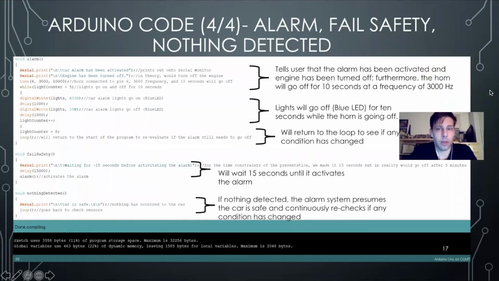Here we have the function for the alarm. The serial monitor is going to tell the user that the alarm has been activated and the engine has been turned off. Furthermore, the horn will go off for 10 seconds at a frequency of 3000 hertz. As the alarm is going off, the blue LED lights will also be going off as well. Once the alarm is finished, it's going to return to the loop to see if any condition has changed. The fail safety function we have up here will wait for 15 seconds until actually activating the alarm. If everything is okay, then the nothing detected function will be called and the system will continuously recheck if anything changes.